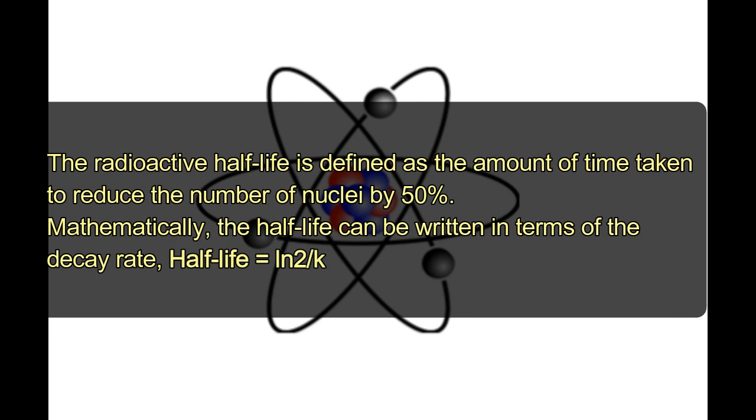The radioactive half-life is defined as the amount of time taken to reduce the number of nuclei by 50%. Mathematically, the half-life can be written in terms of the decay rate, which is half-life equals ln 2 over k, where k represents the decay rate.